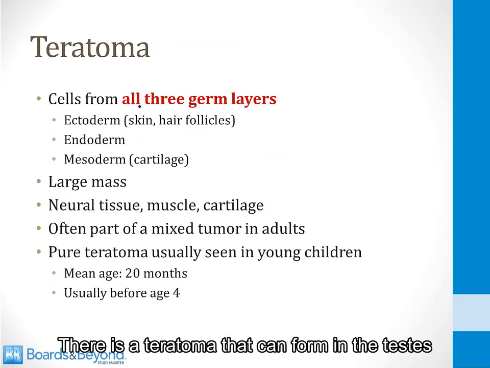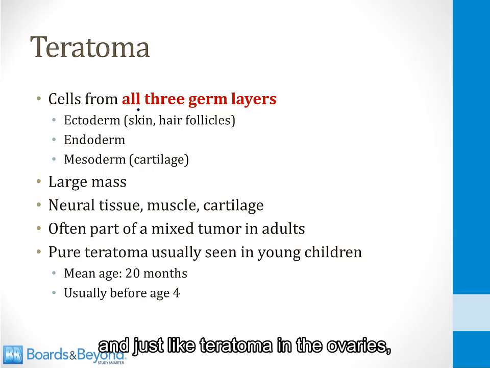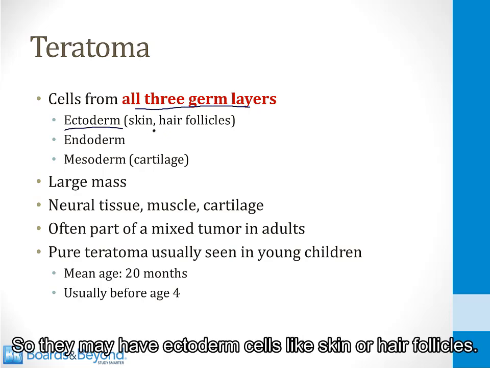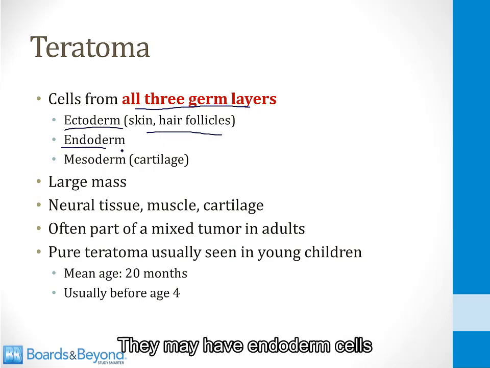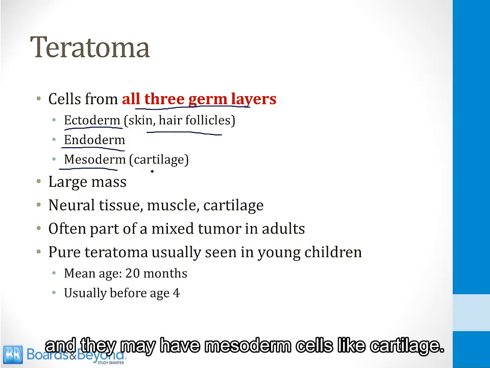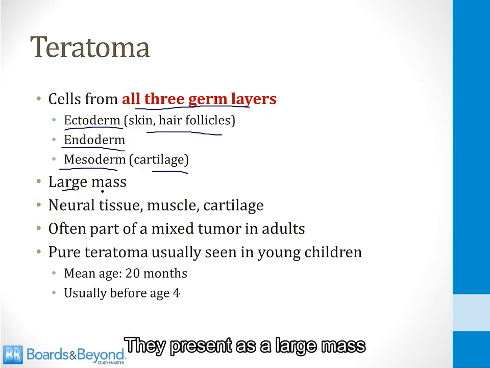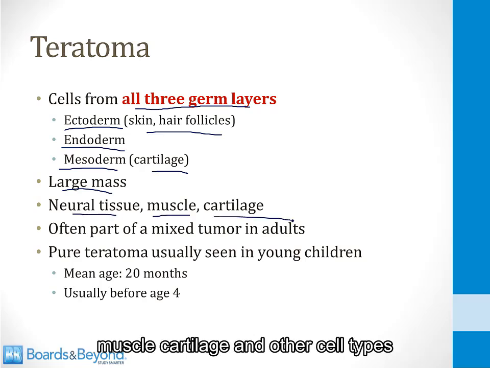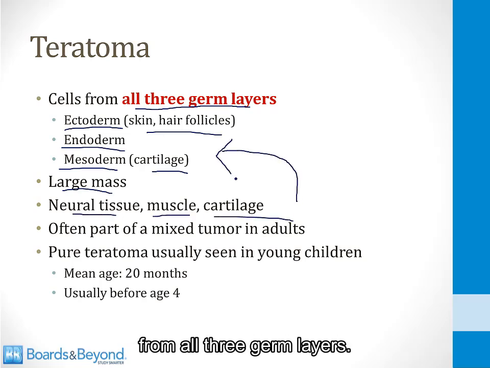There is a teratoma that can form in the testes, and just like teratoma in the ovaries, these tumors contain cells from all three germ layers. So they may have ectoderm cells like skin or hair follicles, they may have endoderm cells like the cells of the GI epithelium, and they may have mesoderm cells like cartilage. They present as a large mass, and on gross pathology, there's evidence of neural tissue, muscle, cartilage, and other cell types from all three germ layers.